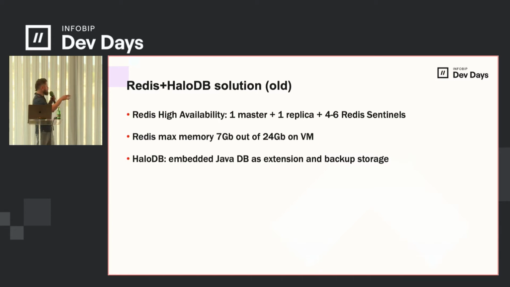In case of any troubles. Our Redis typical max memory was 7 gigabytes, but we had to have from 20 to 24 gigabytes on the virtual machine with Redis because Redis actually needs triple memory. I'll get back to this later. And HaloDB as an embedded Java database was used as an extension storage when data just couldn't fit into Redis, and of course as a backup storage.